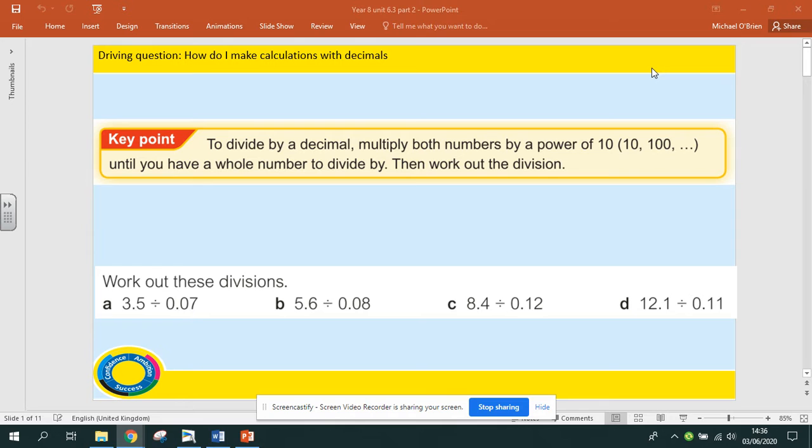The first thing I'm going to ask you to do today as a little starter activity is to read this key point: to divide a decimal, multiply both numbers by a power of 10, 100, 1000, until you have a whole number to divide with. Then work out the division. So what I would like you to do to begin today is to do that for those divisions. You'll find that they work out quite easily when you start working on them.